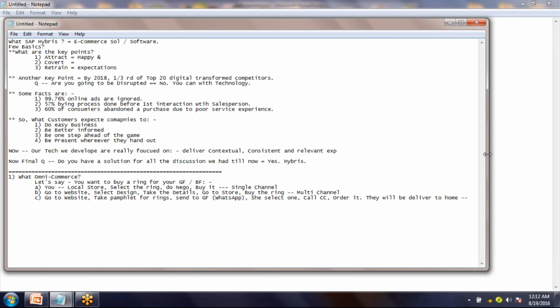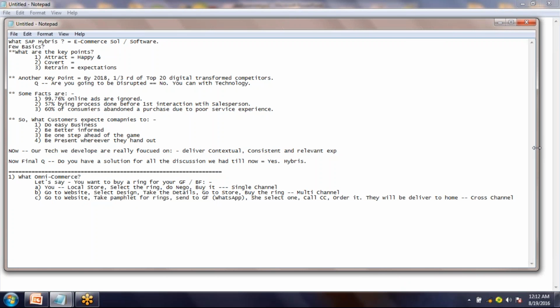Why am I saying cross channel here? If you look at here, one way is you go to the website and get something. Then you are sending the details via WhatsApp. Then she is selecting. That means other people are also involved. Then you are calling customer care. That means someone is involved. Then the order is placed. After that, they will be delivering. So there will be a delivery person also. So if you look at here, there are multiple things involved. That's why it is called cross channel.